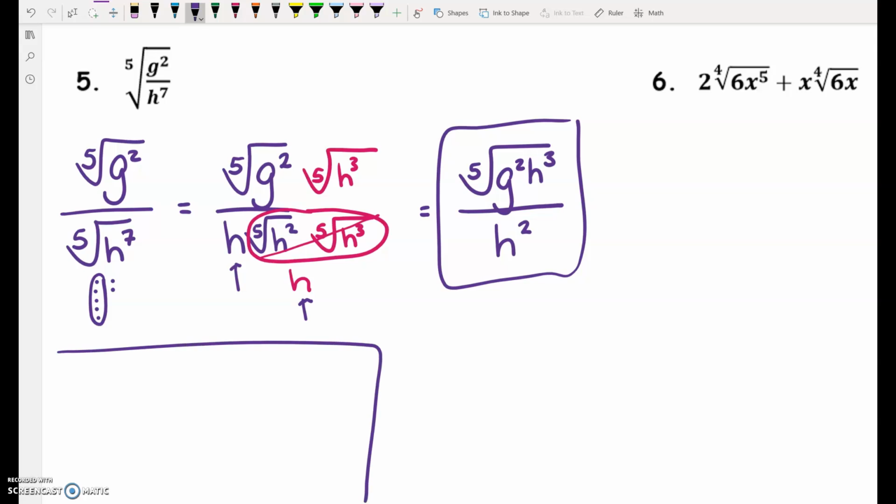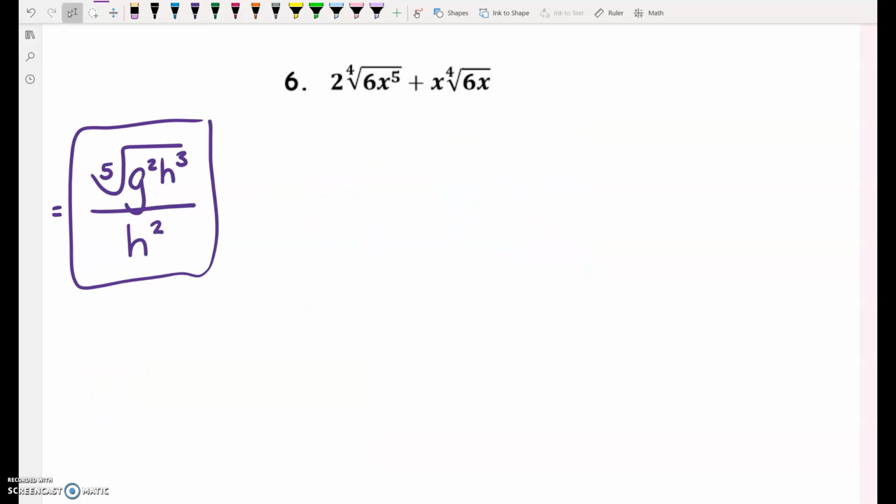If you want another one like that, here's another one that you could try that's fairly similar to the problem on the test and the review. What if you had the 3rd root of a squared over b to the 5th? If you want to try that one on your own and check the answer with me later, you can.